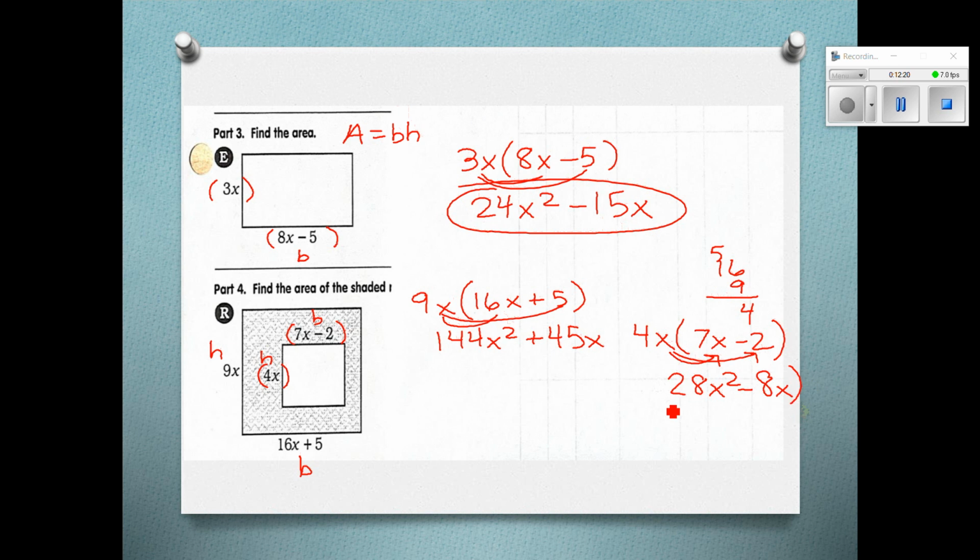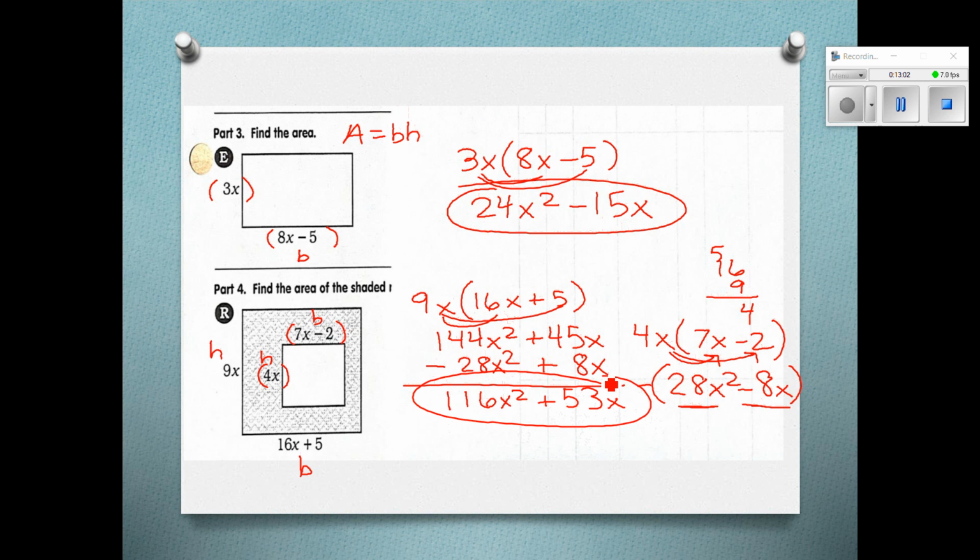Now we want to subtract this entire polynomial from the large rectangle. But remember, when subtracting with polynomials, we're going to change each term over here to the opposite sign, and then we're going to add. So we're going to have a negative 28x squared, and we're going to have a positive 8x. And I have aligned them vertically here so that my x squared terms are aligned and my x terms are aligned. 144 minus 28 is 116x squared. And 45 plus 8 is 53x. So I have figured out right here the area of the shaded region.